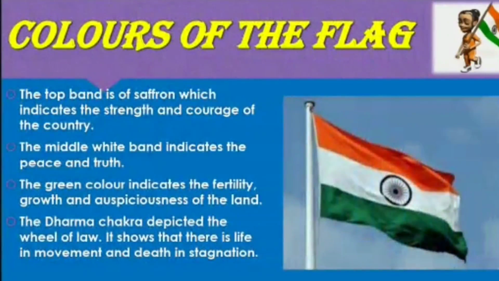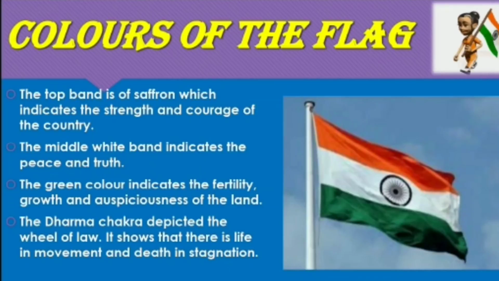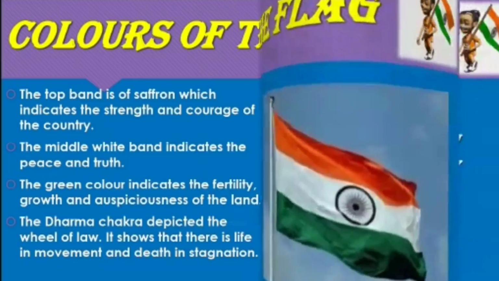The top band of saffron indicates the strength and courage of the country. The middle white band indicates peace and truth. The green color indicates the fertility, growth and auspiciousness of the land. The Dharma Chakra depicts the wheel of law. It shows there is life in movement and death in stagnation.